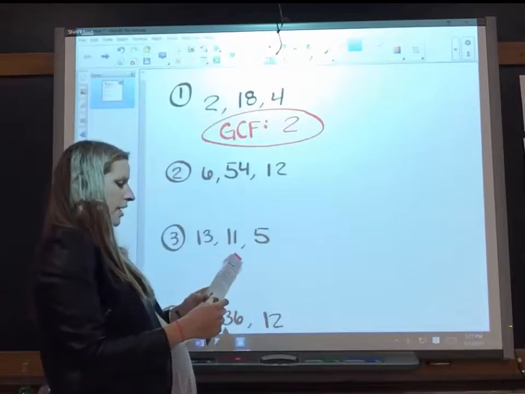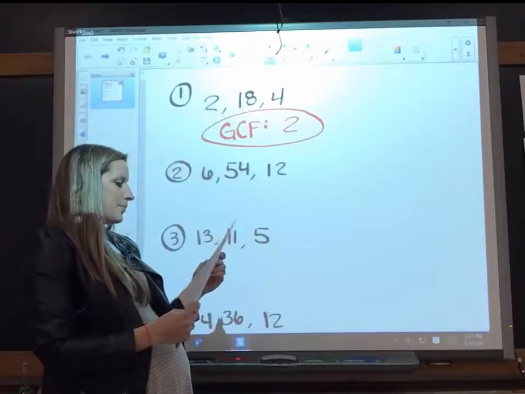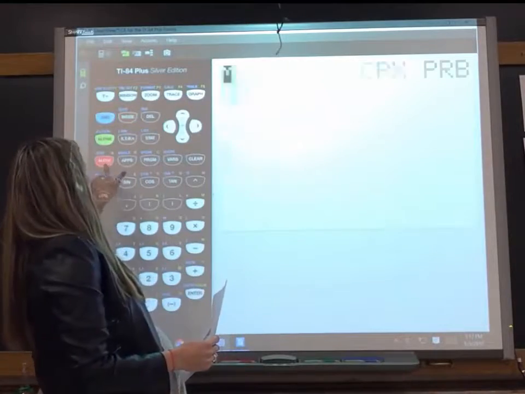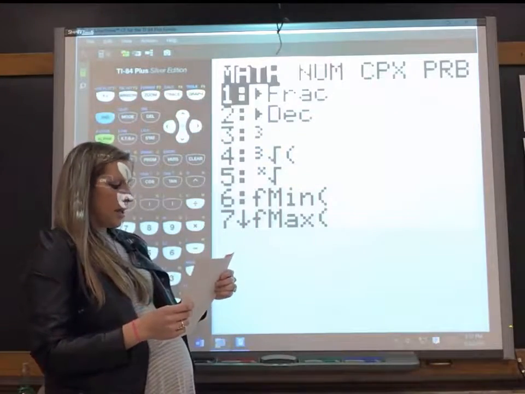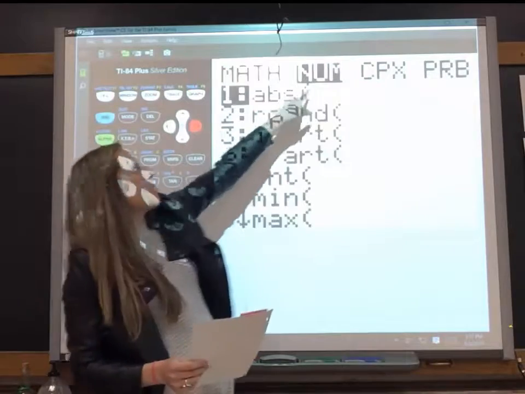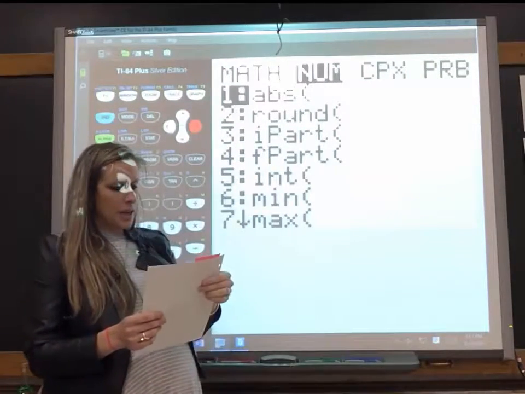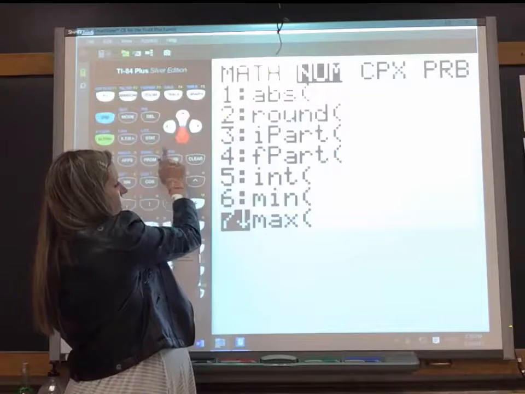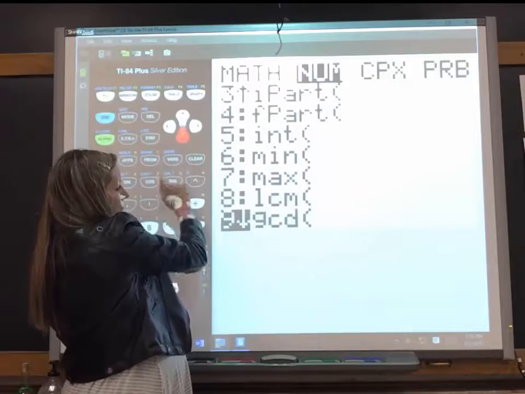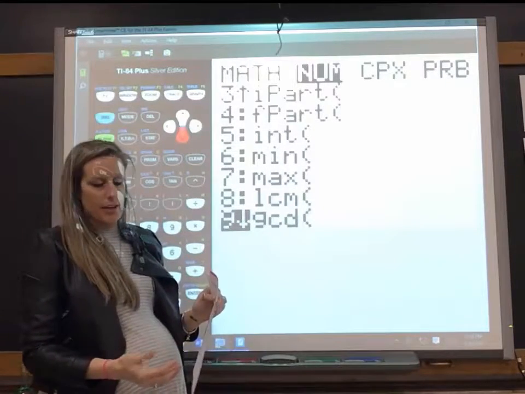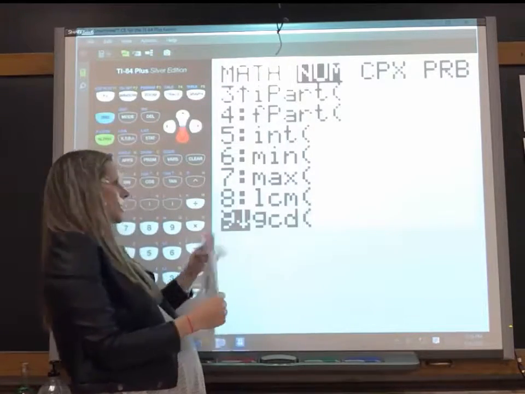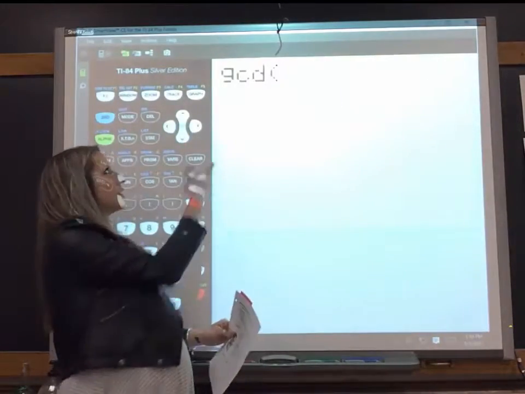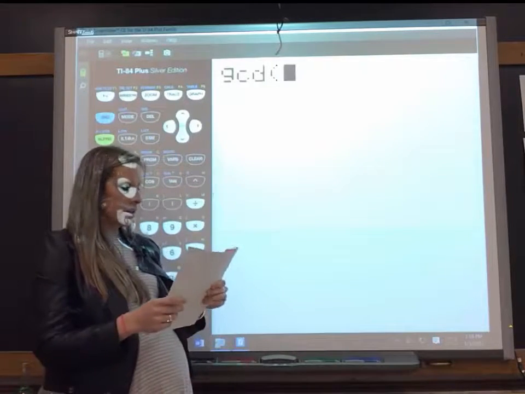All right, so on my calculator steps, first thing I'm going to do is press math. Math is under the alpha button. I'm going to press the right arrow to number at the top. I'm going to go down to number 9. It says GCD. It stands for greatest common denominator, and it's the same thing as greatest common factor. So you can either go down to 9 and press enter, or you can just press 9 and it'll go ahead and come up with GCD.